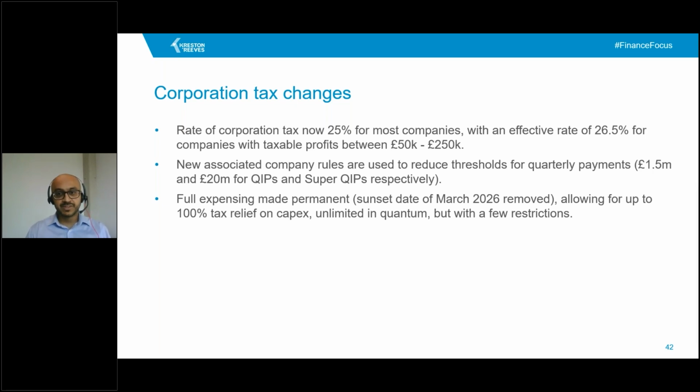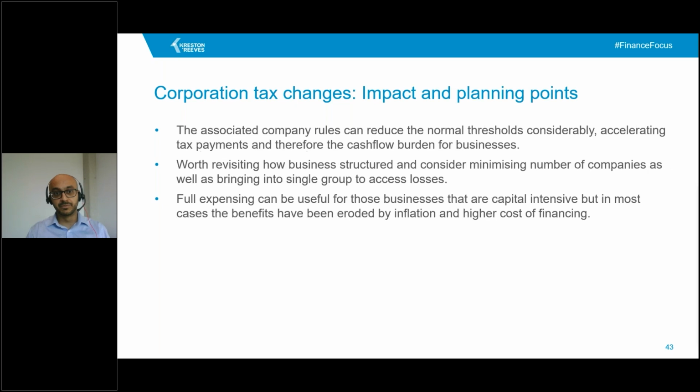Now, the reason that the associated company rules are important is they are used to reduce the thresholds for quarterly payments, which is 1.5 million and 20 million for QIPs and super QIPs respectively. So quarterly instalment payments and super quarterly instalment payments, where payments are accelerated by 4 months.